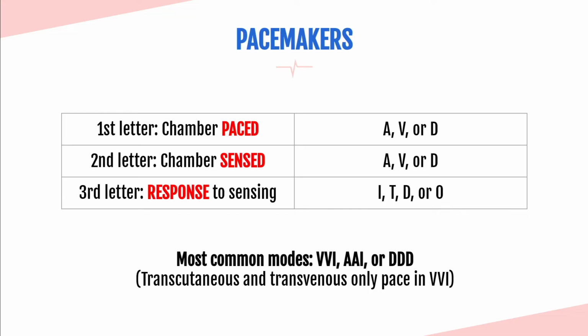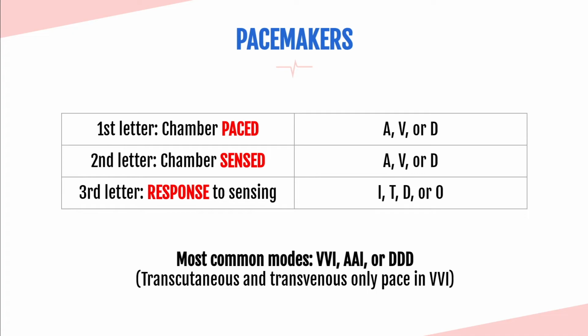And the third letter is going to be the response to the sensing. So generally, we will want to inhibit the response if there is an intrinsic beat that is sensed. The D will only be used when the first 2 letters are D, since it will both trigger and inhibit. Or we can do nothing, which is O, and that is usually never the case. The most common modes are going to be VVI, AAI, or DDD.